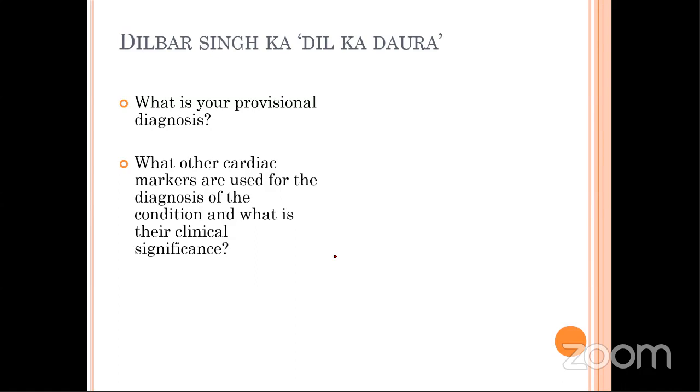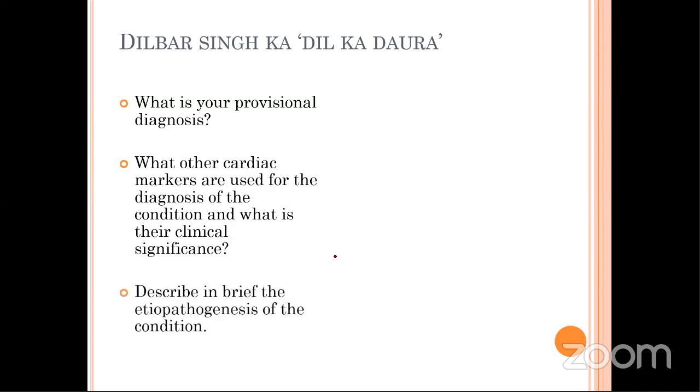Other cardiac markers can be CKMB mass, or we can use the CKMB fraction. Then we can use myoglobin. We can use other cardiac troponins, like cardiac troponin T. And what is their clinical significance? There we have to write about the time of appearance and time of disappearance of these serum cardiac markers, and which one is the most useful, which can be used for delayed admission cases, and which is the most specific of all the markers.